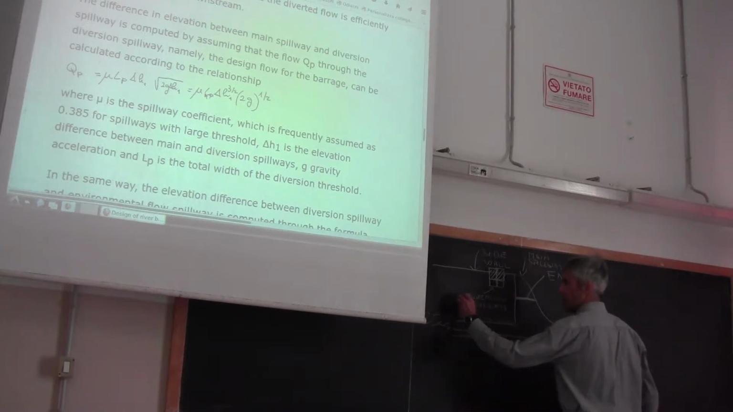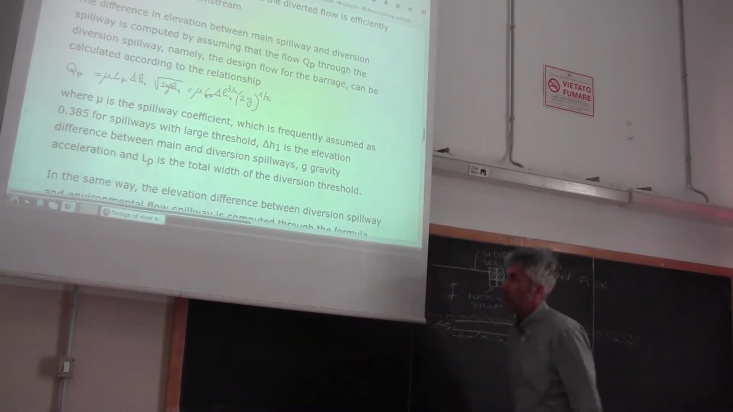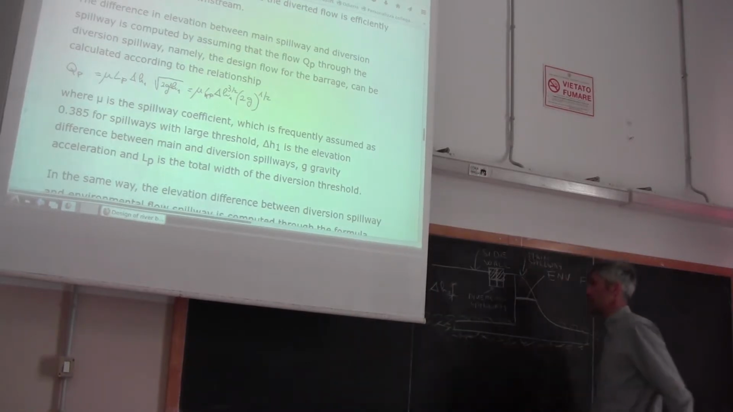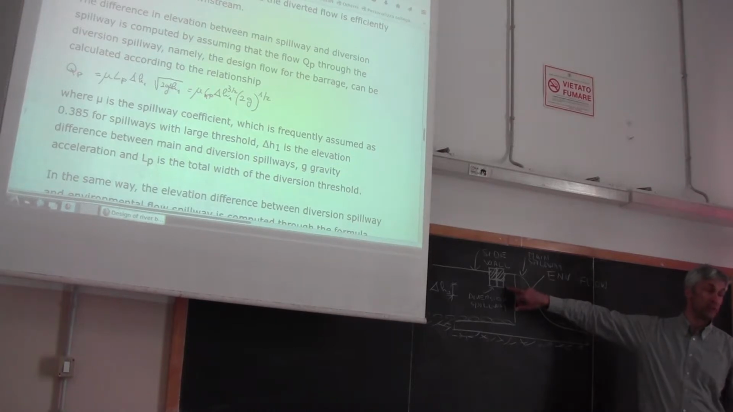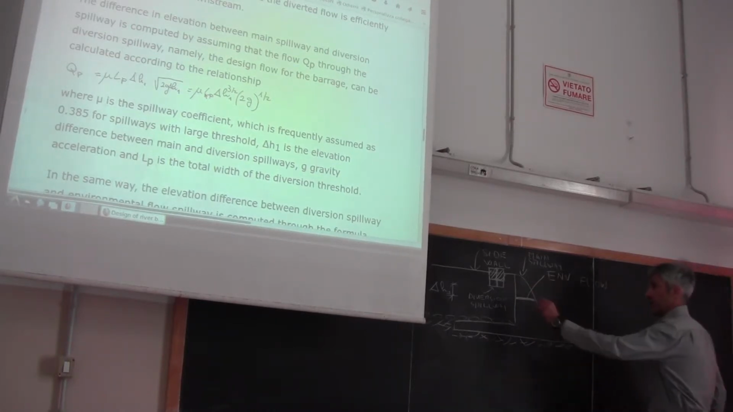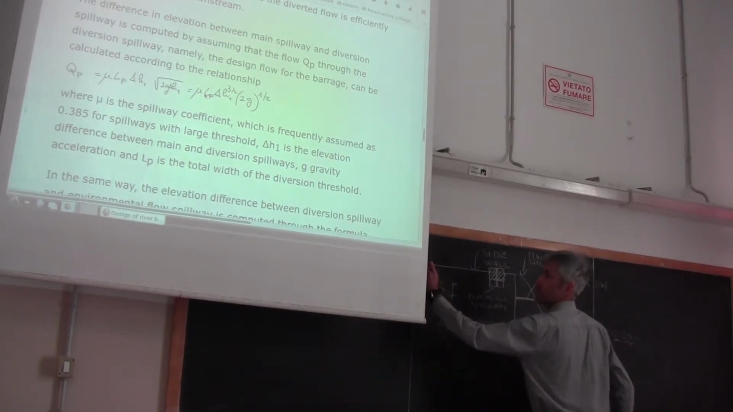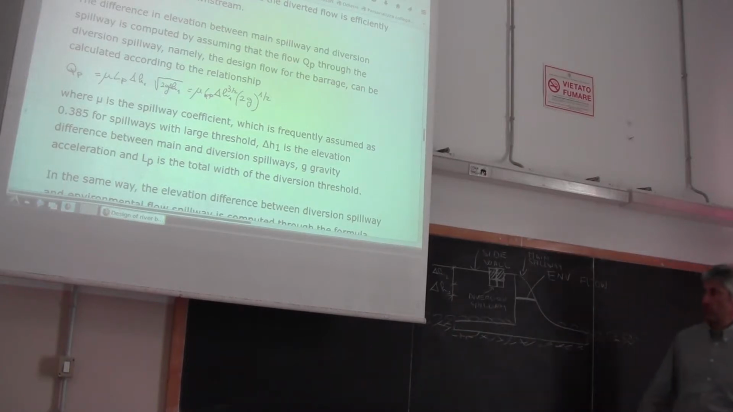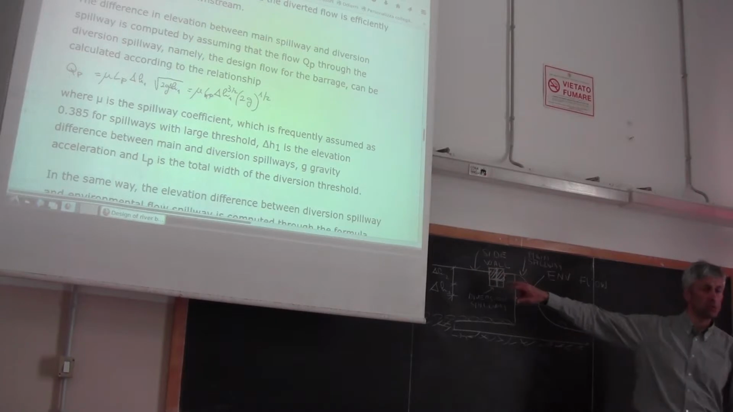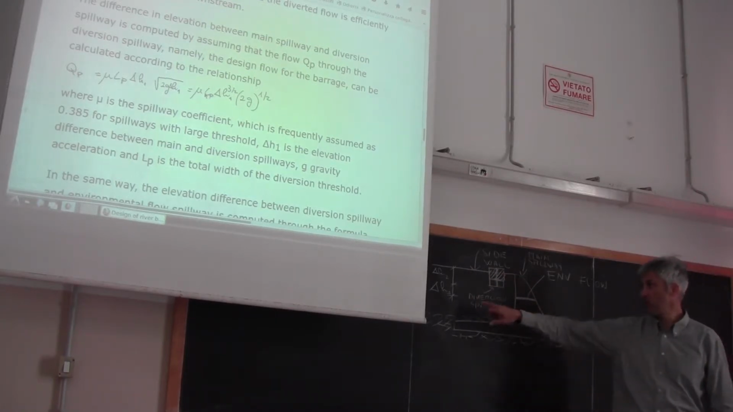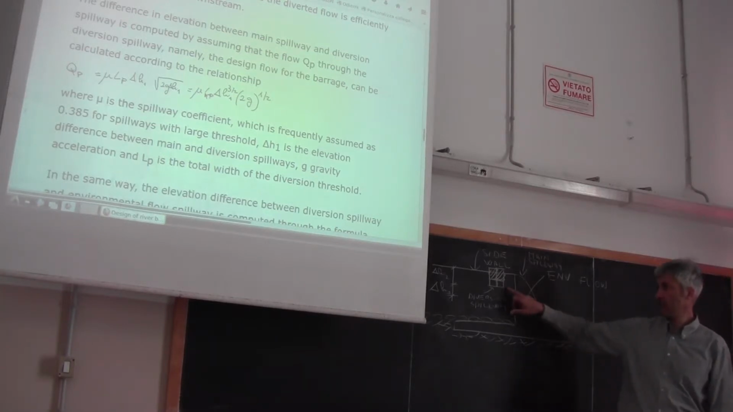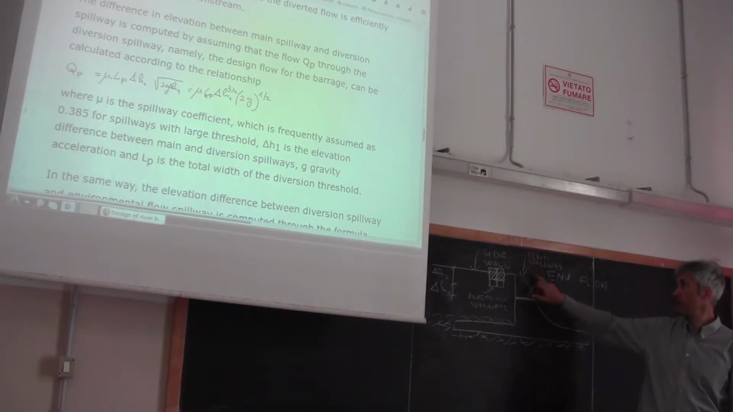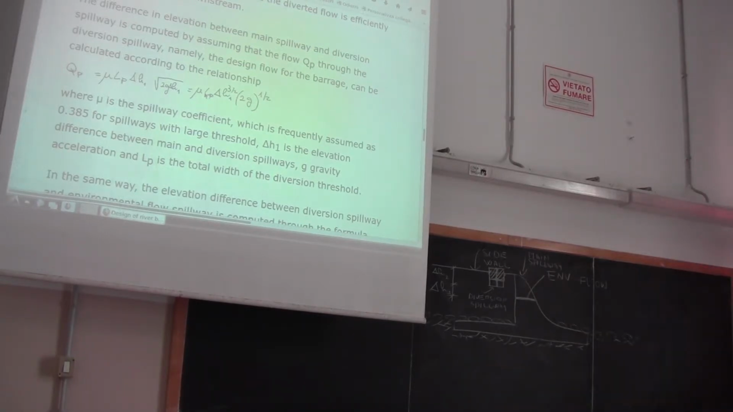So the question is how to determine the elevation difference, which is called here, I think, delta H1. How to determine the delta H1, which is the elevation difference between the environmental flow spillway and the diversion spillway? And then there is another elevation difference, delta H2. Probably you don't see anything here, so let me show it here. Everybody can see here, I hope so. We have to determine the two elevation differences, delta H1 between the environmental flow spillway and the diversion spillway, and then the elevation difference delta H2 between the diversion spillway and the main spillway. Okay, so how to determine them?